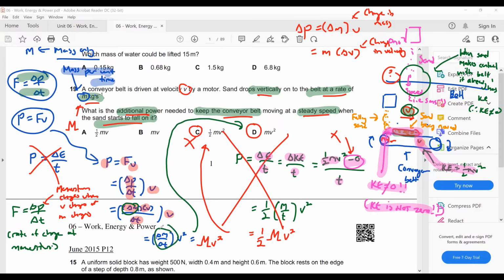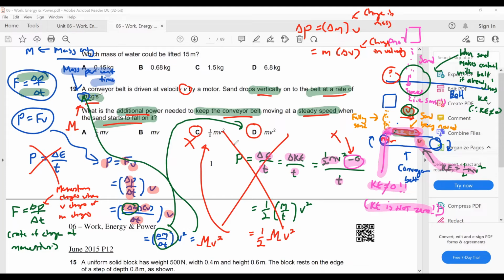The mass change divided by the time is actually this one. Because what I know is that this is the amount of mass of sand per second that has dropped onto my conveyor belt. This is my delta M delta T. Okay, the V that I have here is the same V as here. So I can just multiply them together, giving me V squared.